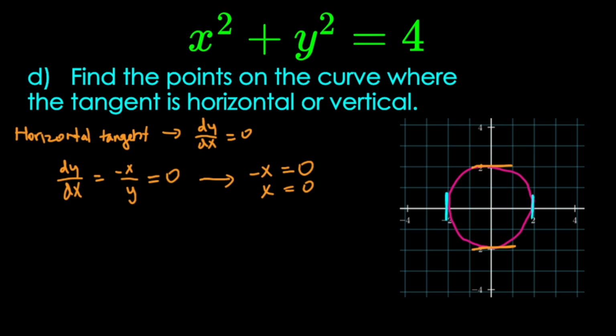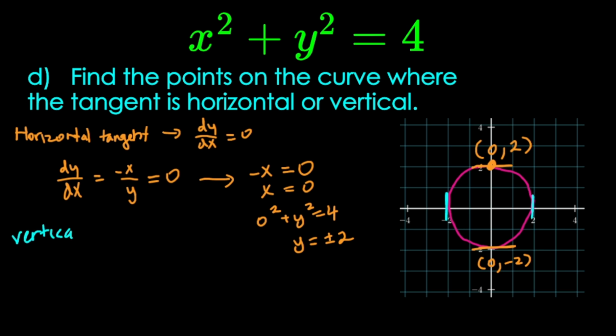And then plugging in 0 into the equation in green, we have 0 squared plus y squared equals 4, and that'll lead us to y equals plus or minus 2. And that agrees with our picture, because here we have a point at 0, 2, and down here we have a point at 0, negative 2. And for the case where the tangent line is vertical, a vertical tangent means that the slope is undefined.